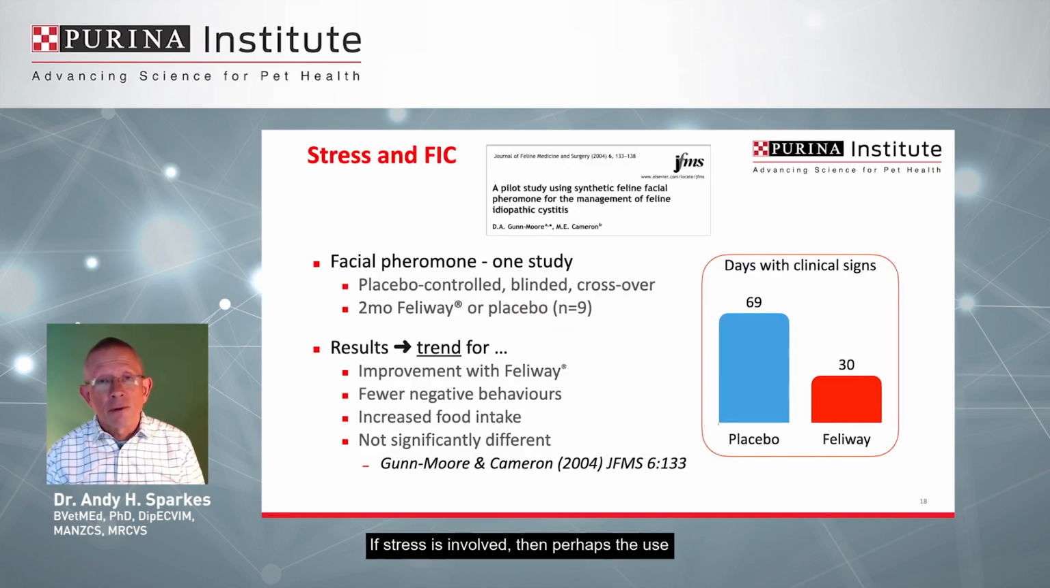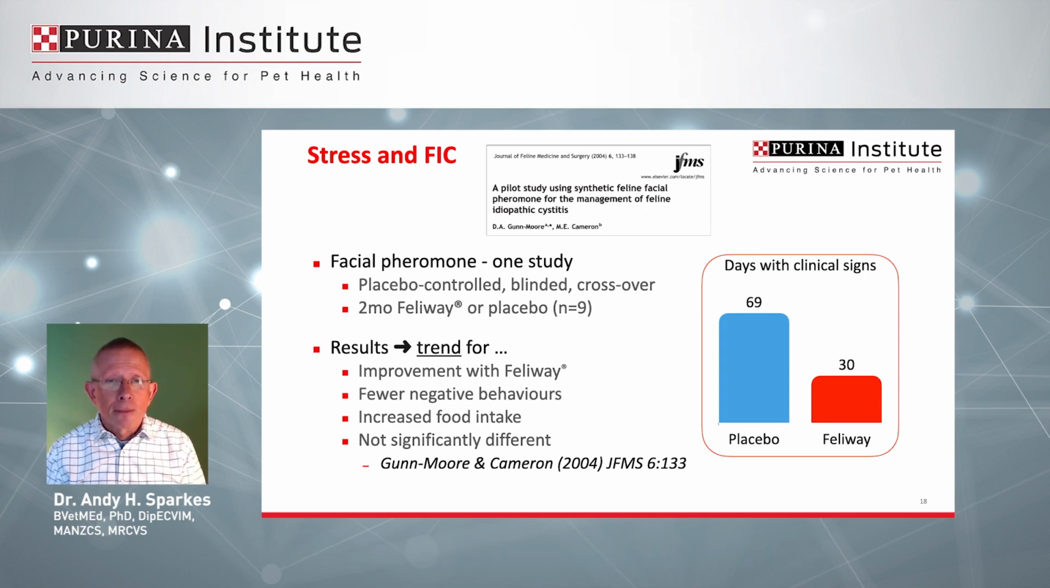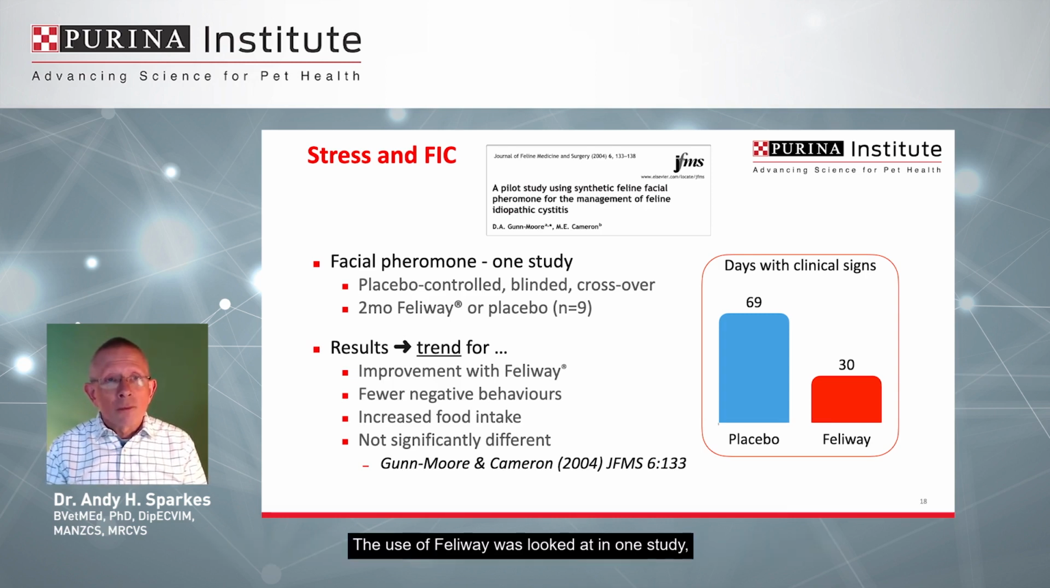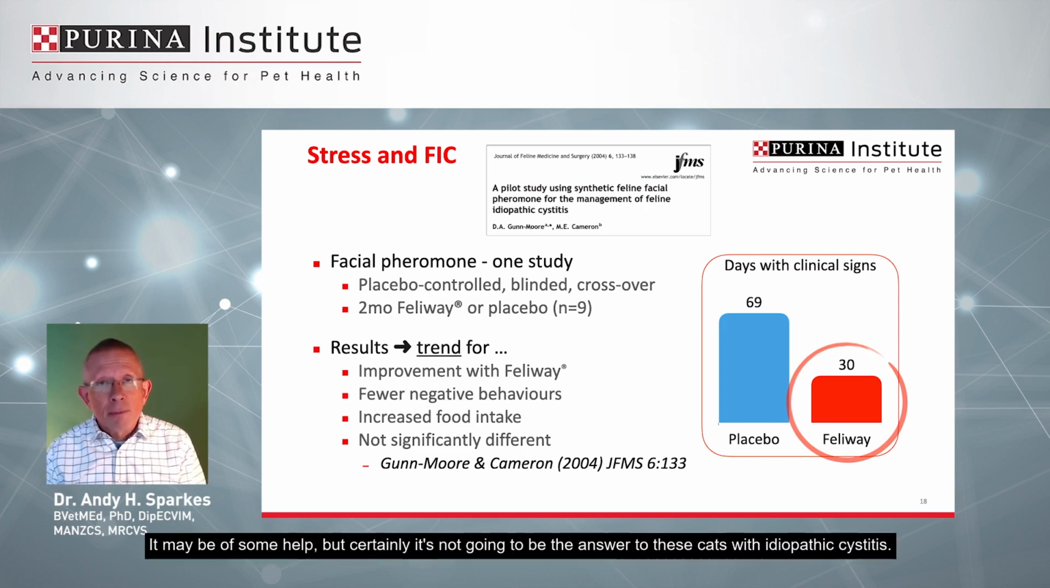If stress is involved, then perhaps the use of something like facial pheromone, synthetic facial pheromone, Feliway, perhaps that would be a benefit. The use of Feliway was looked at in one study, a crossover study, again quite a well-designed study. That study showed that there was a trend for improvement with Feliway. There were fewer days when these cats had signs of cystitis when Feliway was being used, but it didn't reach significance. So it may be of some help, but certainly it's not going to be the answer to these cats with idiopathic cystitis.